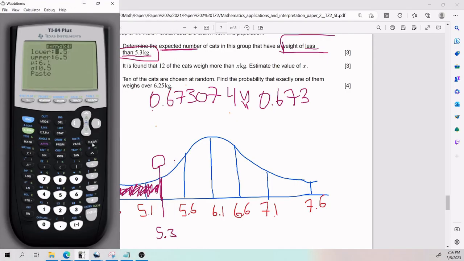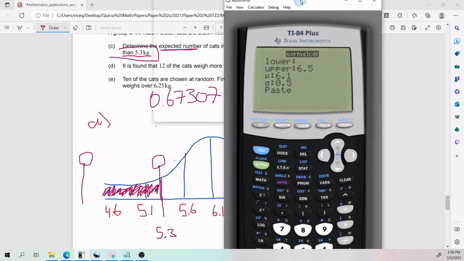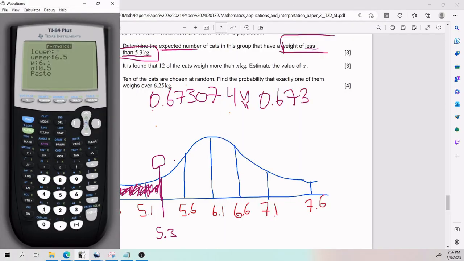My lower has to be a very negative number, which I could do like -1 times E to the 99 and all that. But just make a very, very big negative number and it's going to work. See, so again, intuition is what matters. I'm just going to put a very big negative number, and my upper is going to be 5.3. Mean didn't change, standard deviation didn't change. I get 0.05. See?